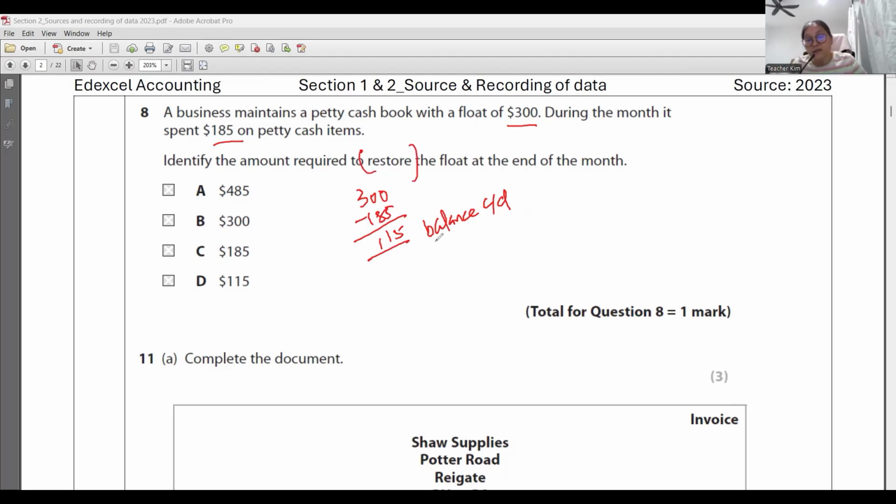Restore means that because this is an imprest amount, floating is an imprest amount. So you need to top up how much in order to get back the 300. So basically you take 300 minus 115. So you get 185. You notice that it's the same amount that we spent. So this is the amount that you need to top up.